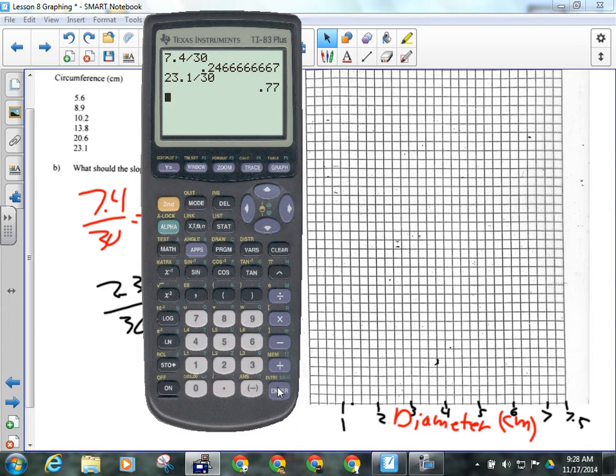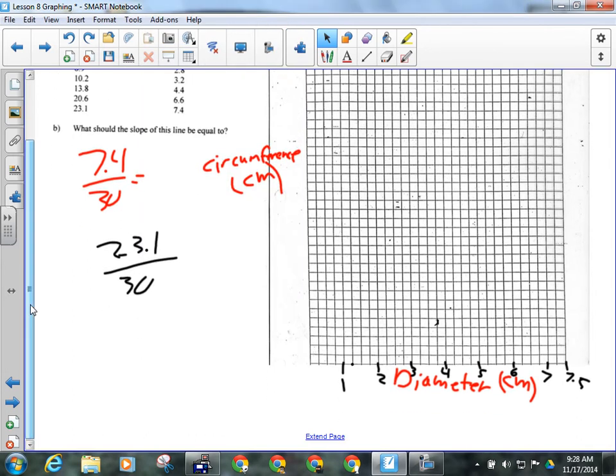Oh, sorry. Yes, by 37. Yes, you're right. That's going to give me probably a better number to work with. Good catch. 23.1 divided by 37. All right, 0.62. Okay, let's go with 0.7. How's that sound? Okay, we can all count by sevens? Yeah. All right, so each line's going to be worth 0.7. All right, so 0.14, 0.28, 0.42.